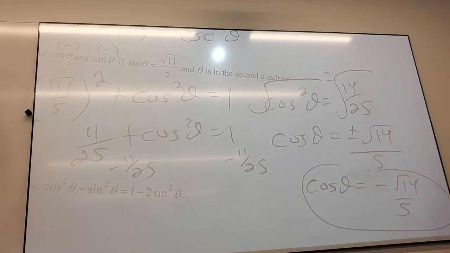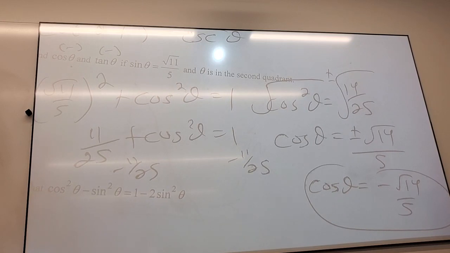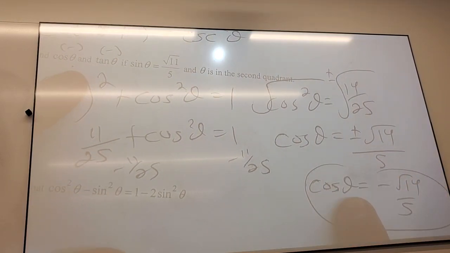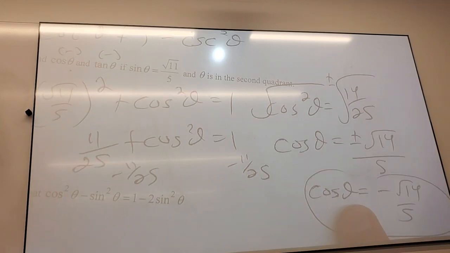How would you get tangent? You could do really silly things. Here's the really silliest way to get tangent. You ready? We know cosine, right? We know sine, we know cosine. True, that's the smart way to do it. We know cosine, so don't we know secant?